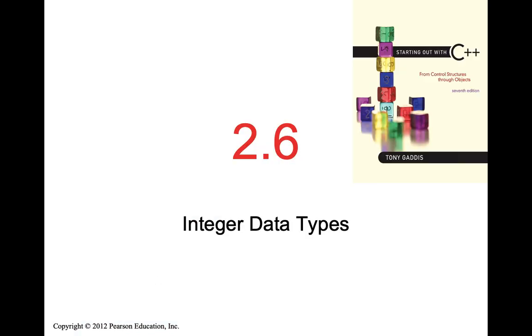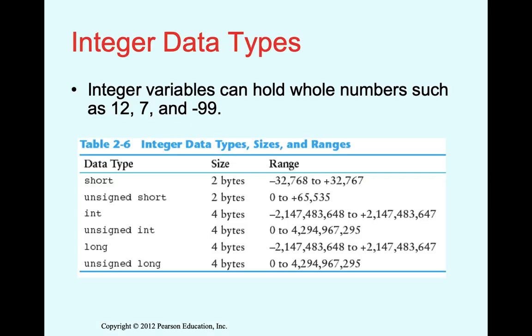Integer data types. We have one data type called integer, and actually this integer has how many? It has 6 data types in C++. So it's short, unsigned short, int, unsigned int, long, unsigned long. All these types store integer numbers, but the difference is the size.